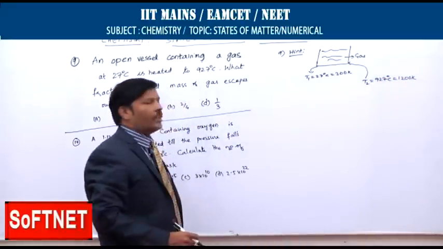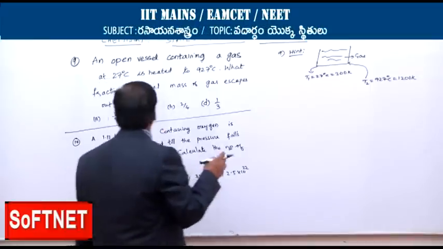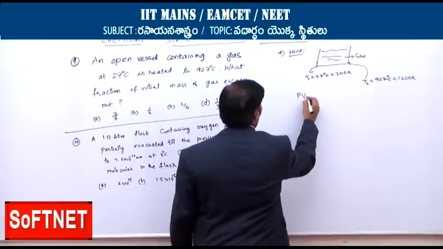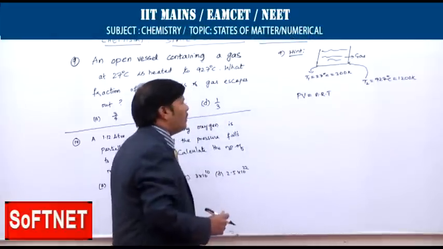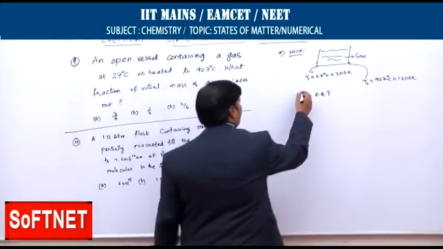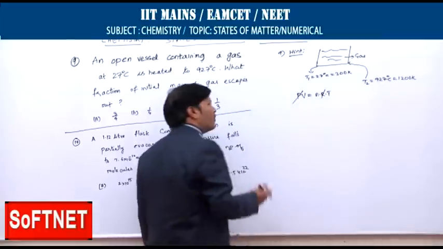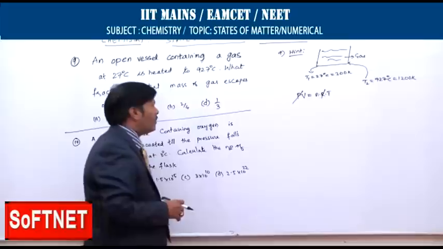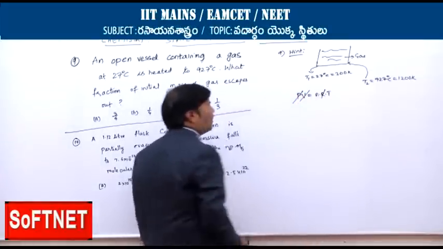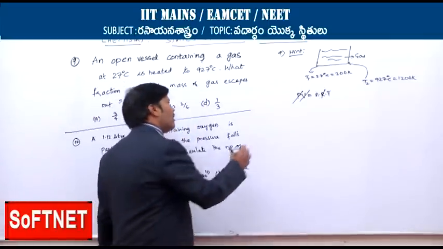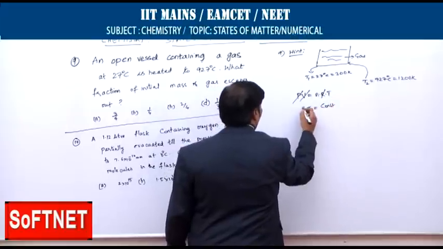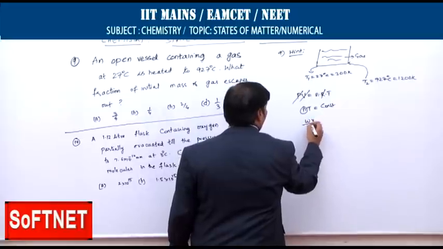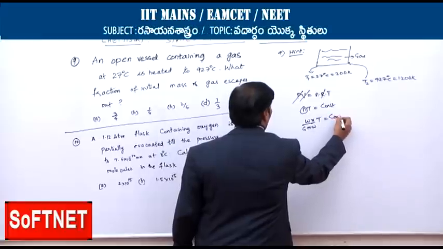Nothing else is given, so this problem is basically based on the ideal gas equation, PV equals nRT. He is not speaking anything about the pressure, so I am cancelling the pressure. R is anyhow constant, so I am cancelling the universal gas constant too. He is not speaking anything about volume, so I am cancelling volume also. So n into T is constant, that means number of moles and temperature is constant. Number of moles is nothing but weight by gram molecular weight, so weight by gram molecular weight into temperature is constant.